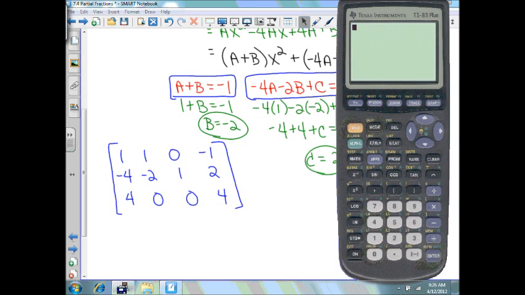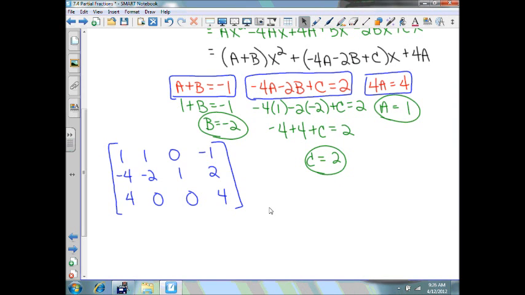So now we have our matrix. Now, if we go into and make it a reduced row echelon form of this matrix, you'll get the same answer in reduced row echelon form, where A is 1, B is negative 2, C is 2. Okay? So the reduced row echelon form is there. So you can do it using reduced row echelon form.